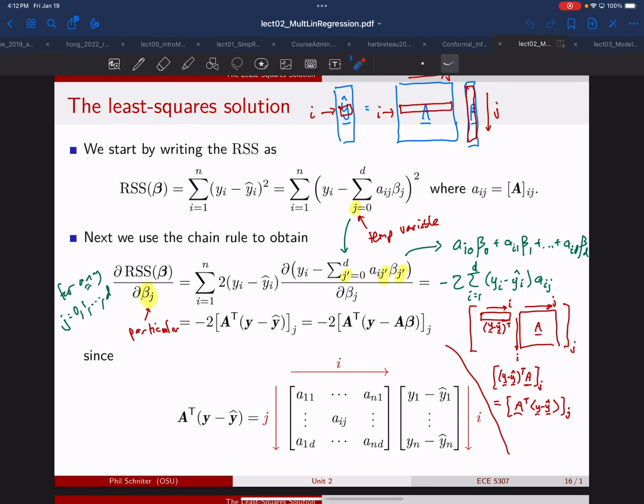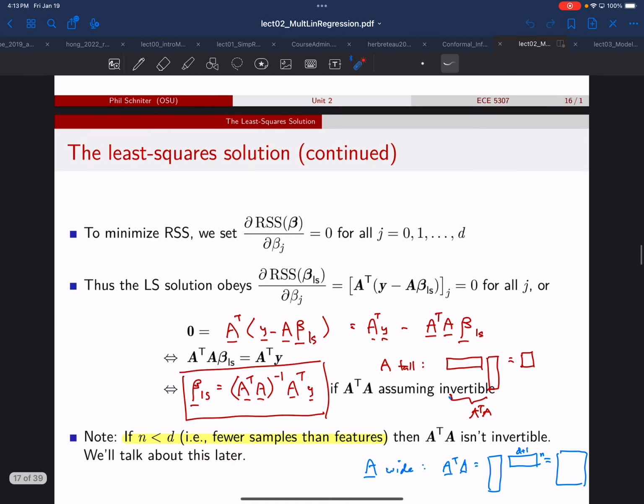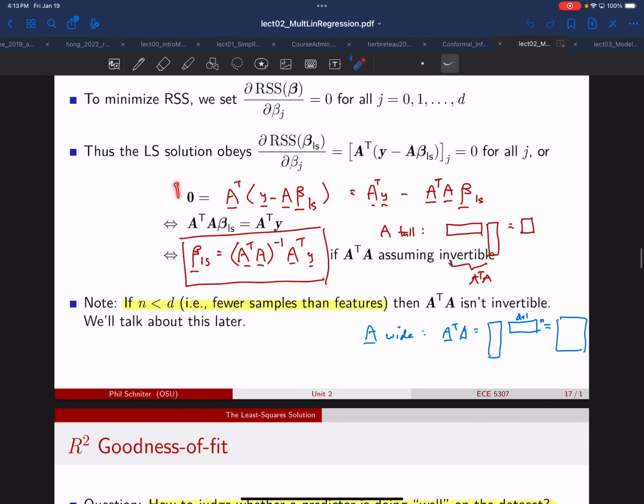So the first thing we did is we derived an equation for this partial derivative with respect to the jth beta. And we saw that this looks like this for any j. So we want that whole vector to go to 0. That means that this whole vector here must go to 0. And that's essentially what we have here. And then we just sort of moved things around a bit, wrote it as this equation.